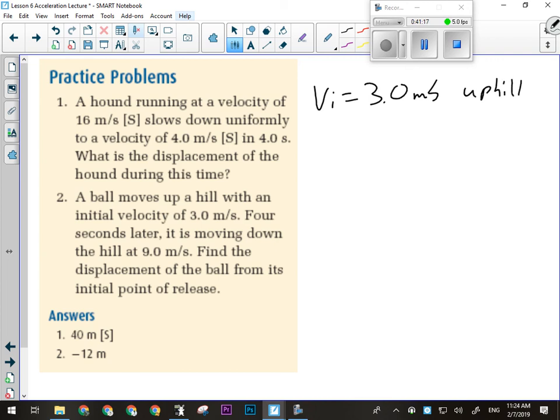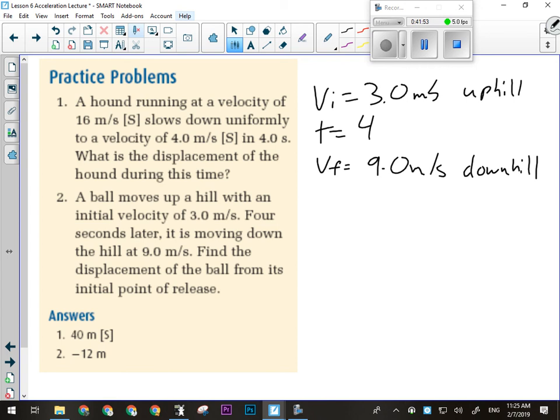Four seconds later, and if it's 4 like this, it was counted, not measured. If it was a measured value, it would have decimal places. Because it was written like this, I can just say 4, and that's it. It won't affect my significant figures because obviously somebody went 1, 2, 3, 4 and counted it that way. The ball is moving down the hill at 9 meters per second. So VF is 9.0 meters per second downhill.